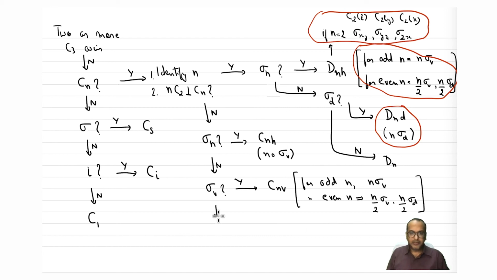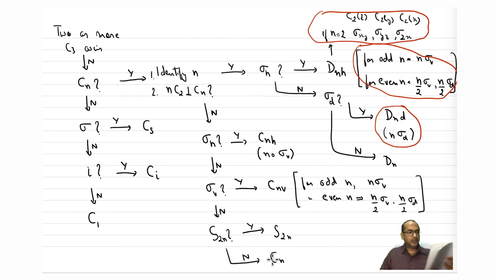Okay, and if sigma v is not present, then you ask: does the molecule contain a 2n-fold improper rotation axis? So you ask if there is any S2n present. If it is a yes, then you call it the S2n point group. If it is a no, then you call it the Cn point group. And that is all. So these are all rotational point groups over here, and then you have dihedral point groups over here.